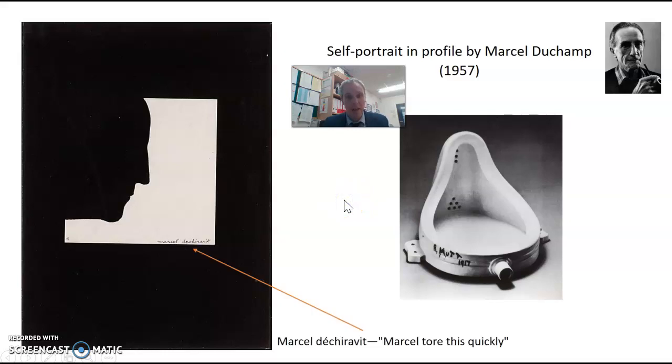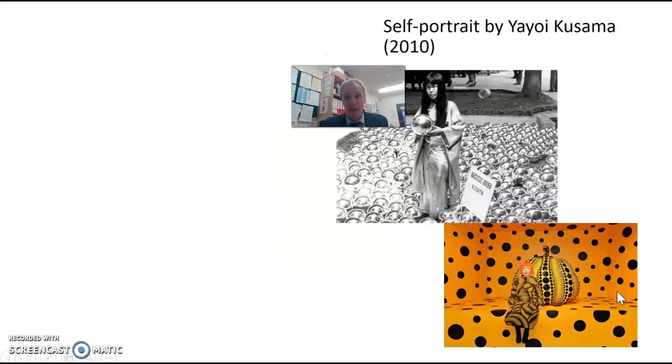Here, where he's signed, it looks like he signed his portrait. It actually says "Marcel de Chiravy," which means "Marcel tore this quickly," showing he didn't really even make an effort for this very famous piece of art. Perhaps you could try something similar to what Duchamp has done there.